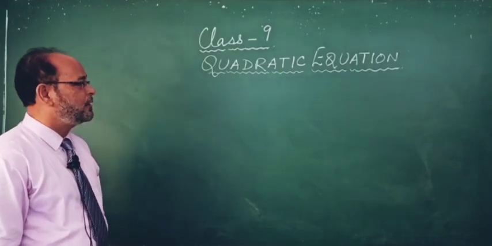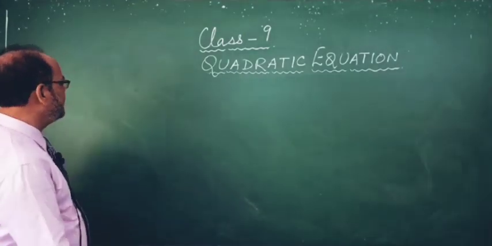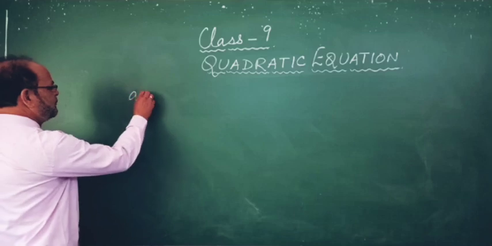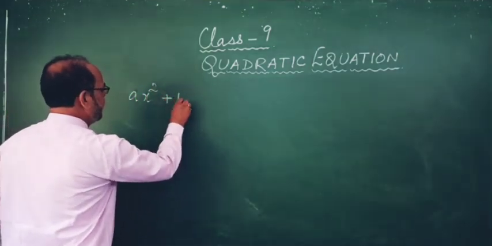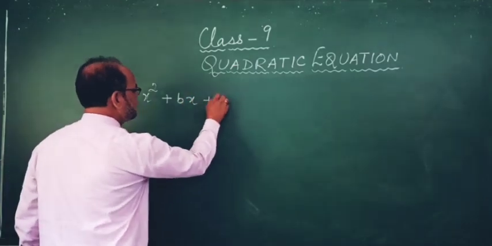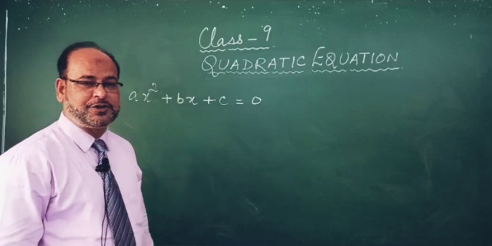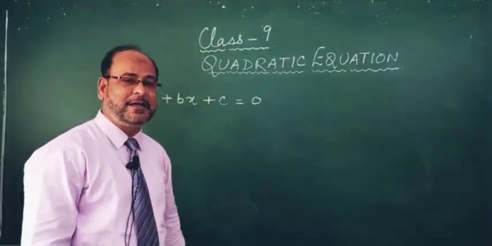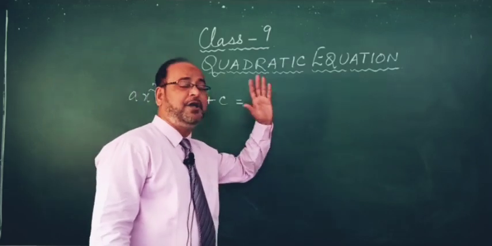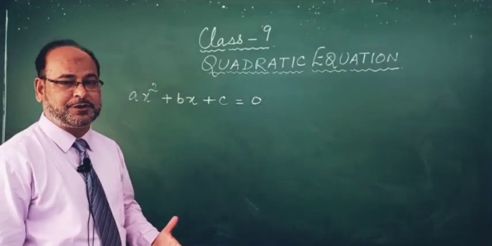So first of all, let's see what a quadratic equation is. Any equation which is written in this form, ax square plus bx plus c equals 0, is called a quadratic equation, where a, b and c are real numbers but a should not be equal to 0. That is called a quadratic equation.